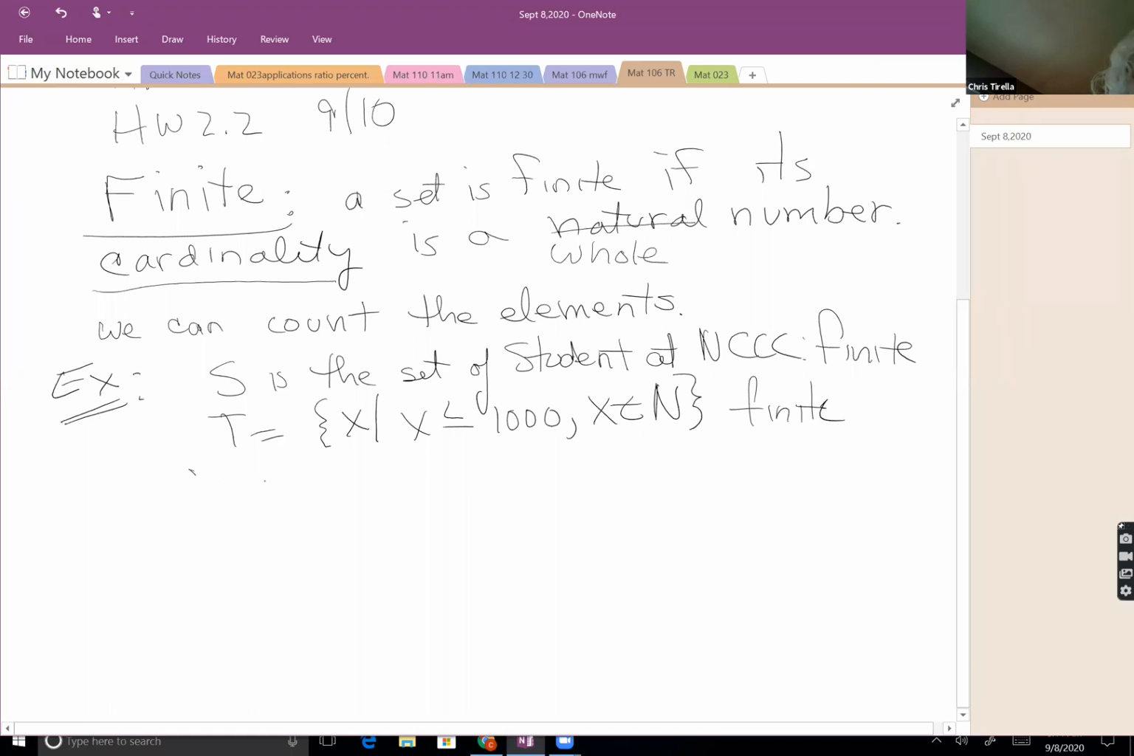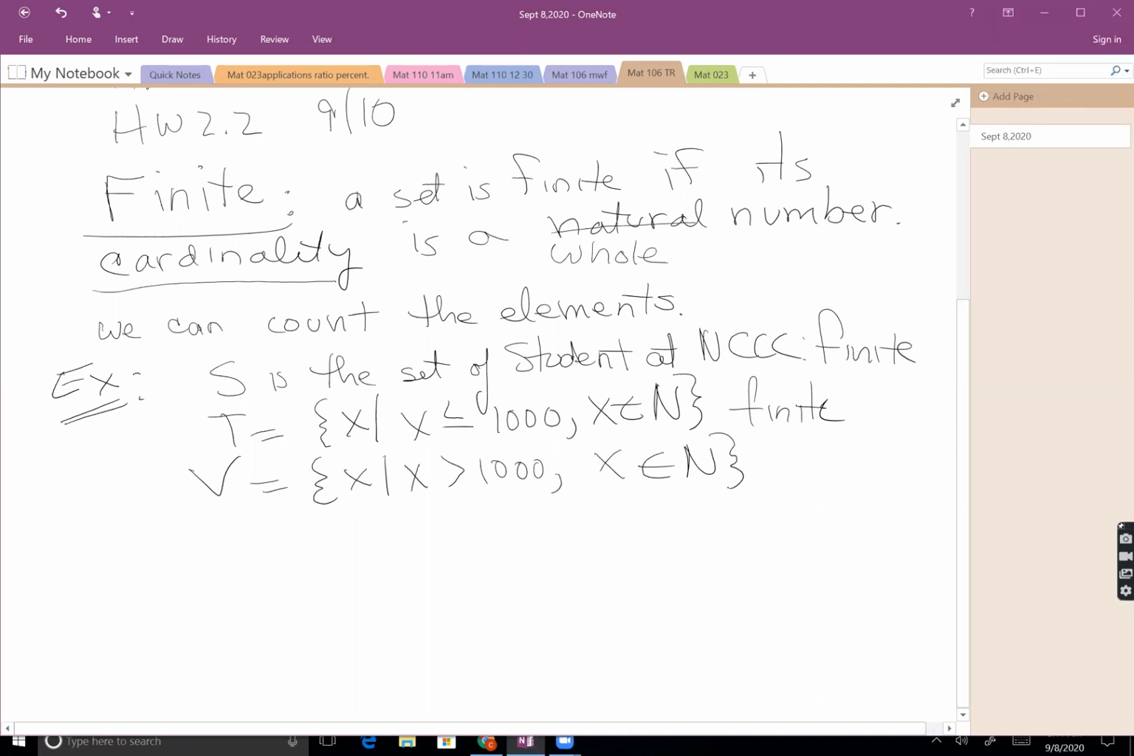Let's say V is the set of all X such that X is greater than 1,000 and X is a natural number. Can we count all of the numbers bigger than 1,000? If I started counting 1,001, 1,002, 1,003 and kept counting, would I ever end? No. So this is an example of a set that's not finite.